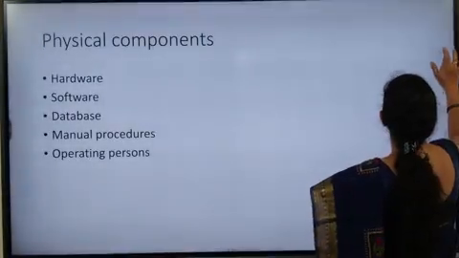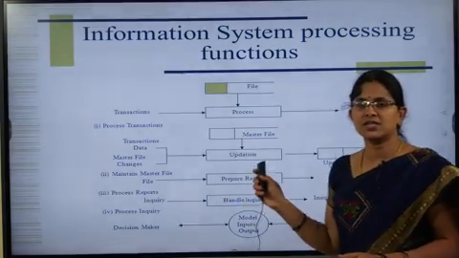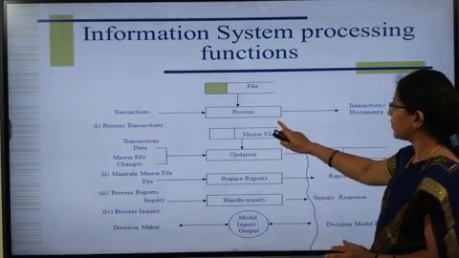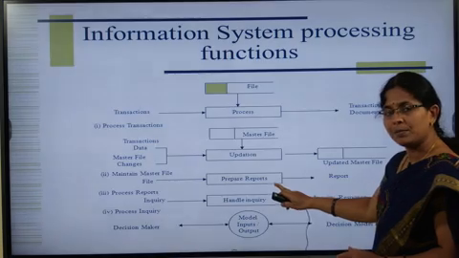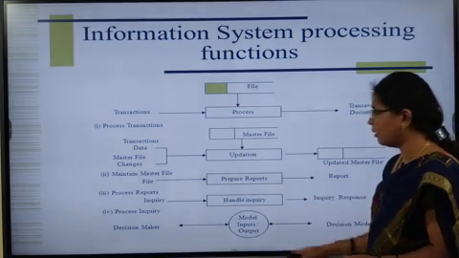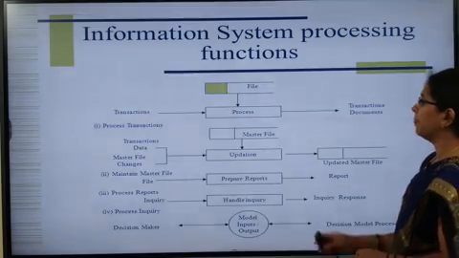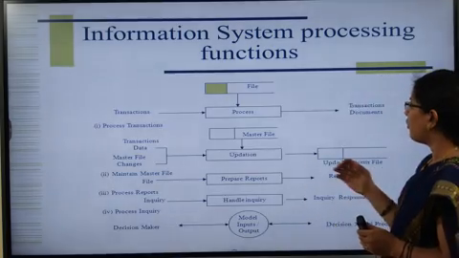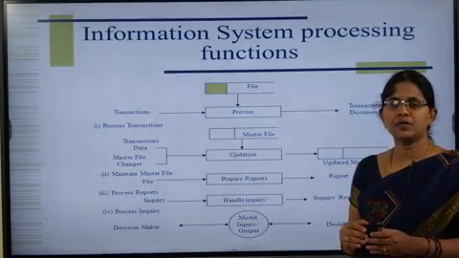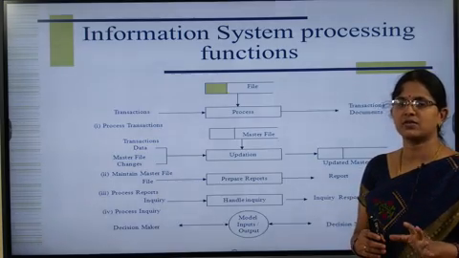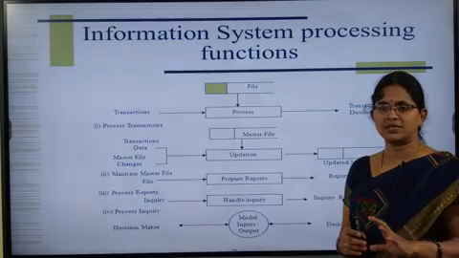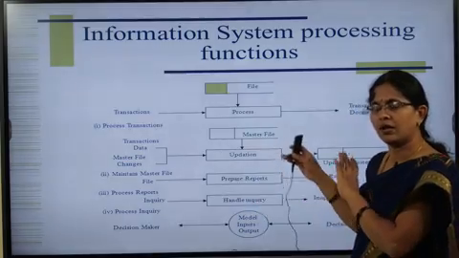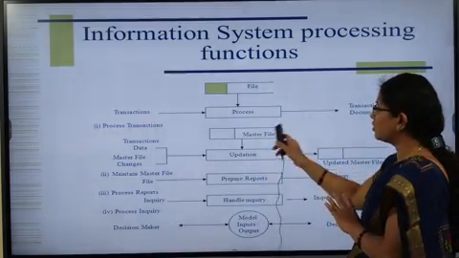And next, the second component, that is information system processing functions. Here you can see file, process, master file updation, prepare reports, handle inquiry, and model inputs or outputs. First we are opening a file. If you want to process that file, the process may contain some transactions, some activities, some operations. So here we are taking the transactions that are there in the file, and we are processing all those transactions.